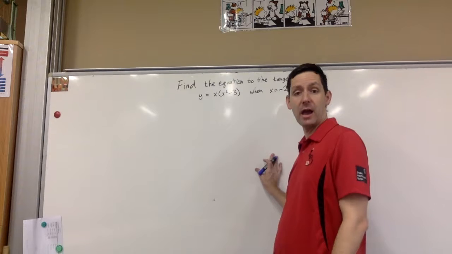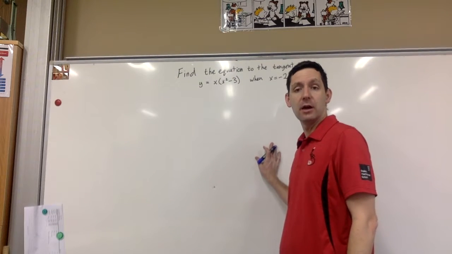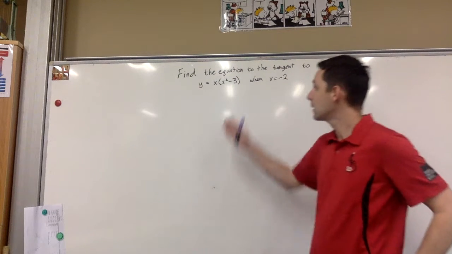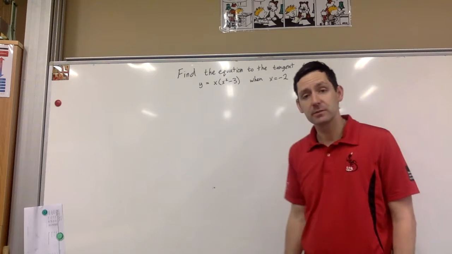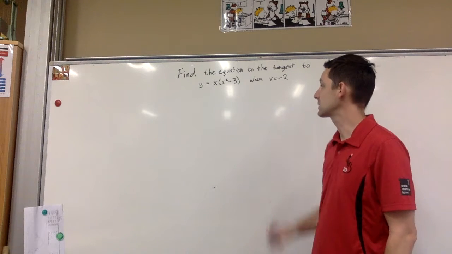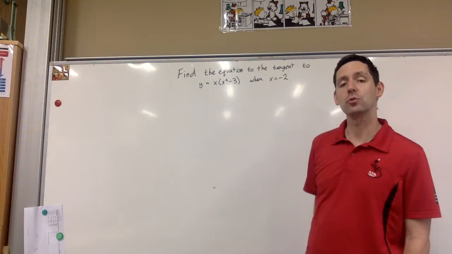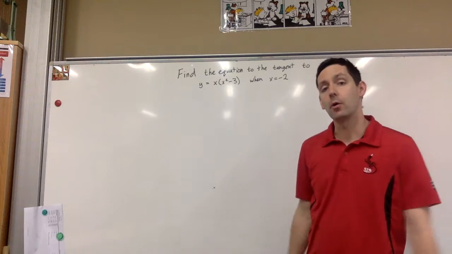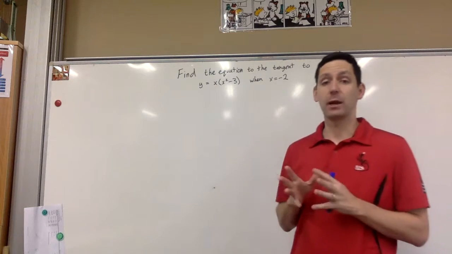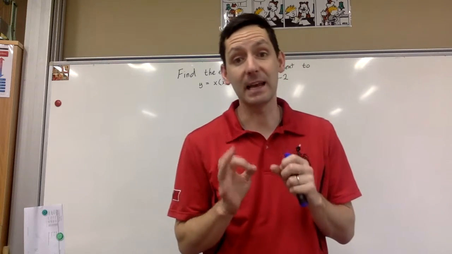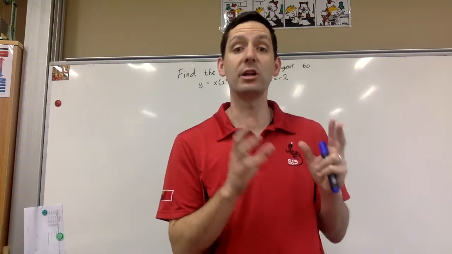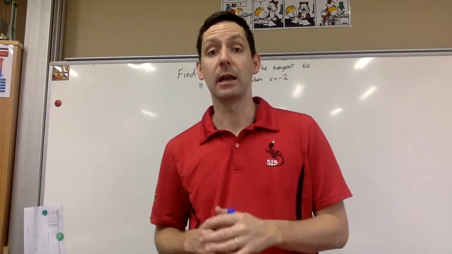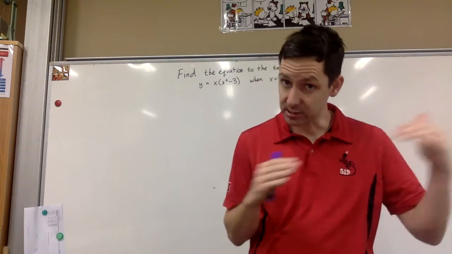So we here have a question which we're going to solve. Find the equation of the tangent to y equals x times (x squared minus 3) when x equals negative 2. The first thing you have to recognize is it's asking me for a tangent. What they want is the equation of the tangent line. This is going to be a straight line. The tangent line is always a straight line.